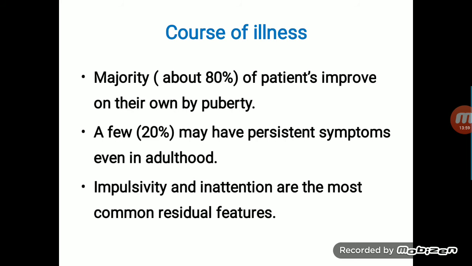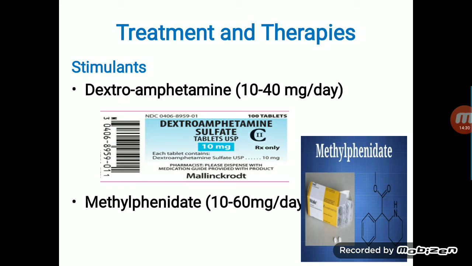And the next, impulsivity and inattention are the most common residual features. We have seen that there are three core symptoms, right? One is hyperactivity, next is impulsivity, and inattention. Among these three symptoms, impulsivity and inattention are the common residual symptoms. Residual is nothing but the remaining symptoms, right? Even if hyperactivity may be cured, impulsivity and inattention may remain in the child's behavior even if the child grows up. Okay. So the next one is treatment and therapies.